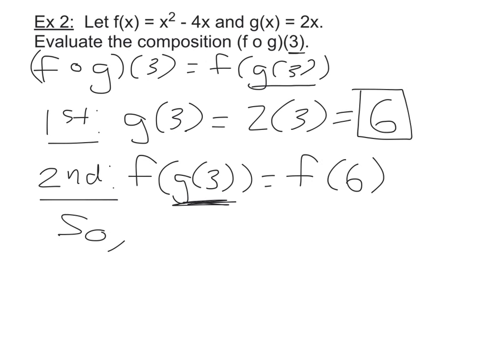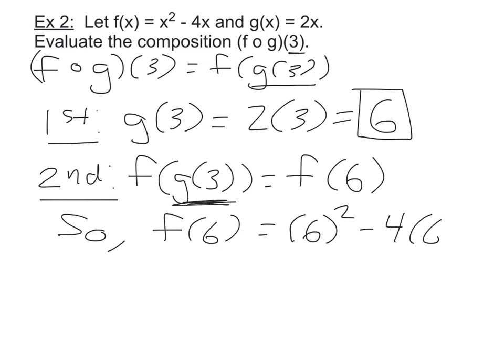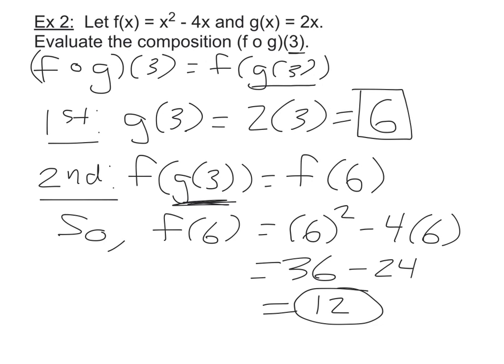So f of 6, we go back to our f function. Everywhere we see an x, we're going to plug in a 6. So 6 squared minus 4 times 6. 6 squared is going to get us 36 minus 24. And our final answer when we're all said and done is 12. Thus, f of g of 3 is going to equal 12.